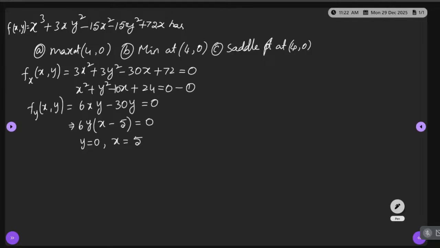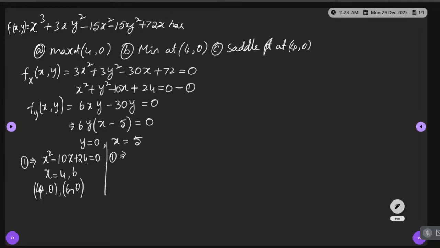When y is 0, what is equation 1? Equation 1 implies when y is 0, x square minus 10x plus 24 equals to 0. So x equals to 4 comma 6. So the points are (4, 0) and (6, 0), these are stationary points.